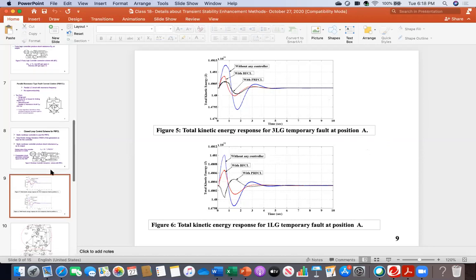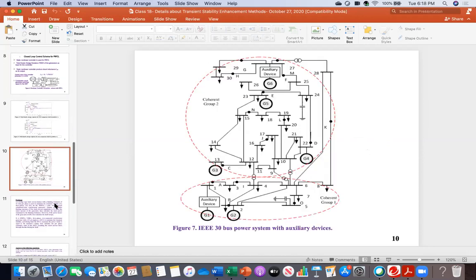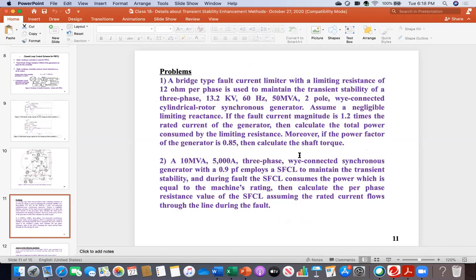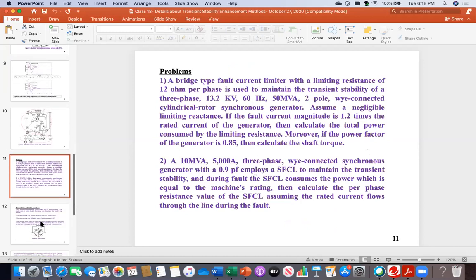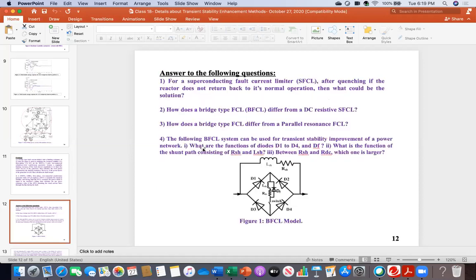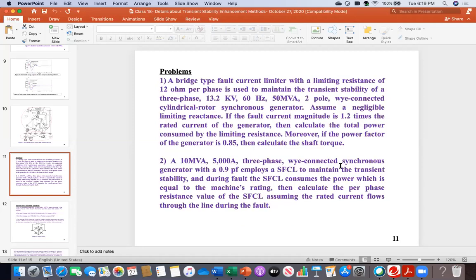Okay, so with that, now again, some questions that you have to answer. First, two numerical problems, and after that, there is a short quiz about fault current limiter technology. So first, everybody go to these numerical problems. Please take your pen, paper, and calculator.